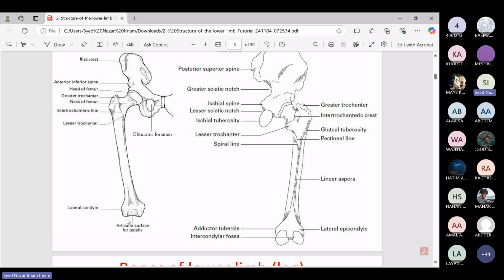So this is the adductor tubercle, and here we have the attachment of one of the important adductor group muscles, that is adductor magnus. So you should know about the linea aspera and you should also know about the adductor tubercle.